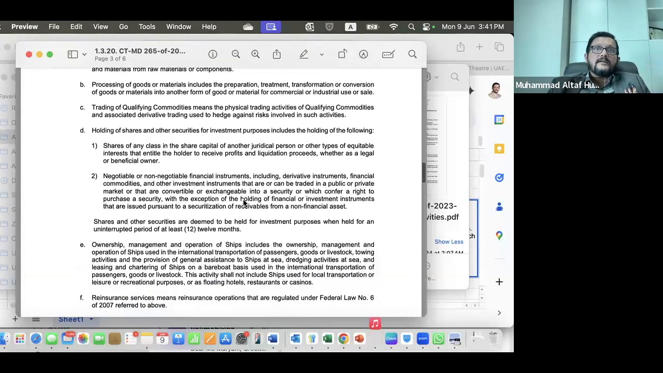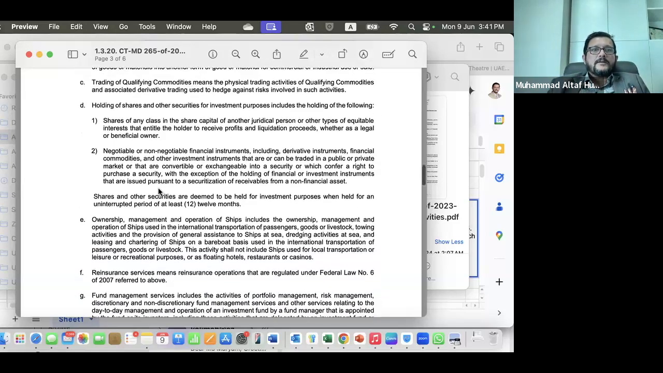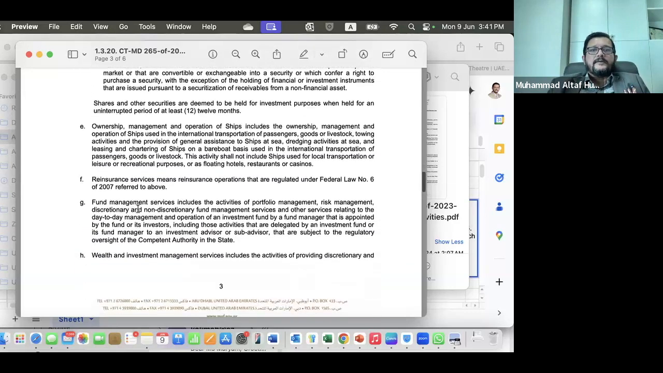Whereas investment management activity is a very different story. These companies take in third party money, usually quite a lot. They can have their own money as well, but in that case, usually it will become a holding company. It would be written here if it is mentioned, but in activities of portfolio management, that's where probably it is covered. Risk management, discretionary, non-discretionary, fund management.